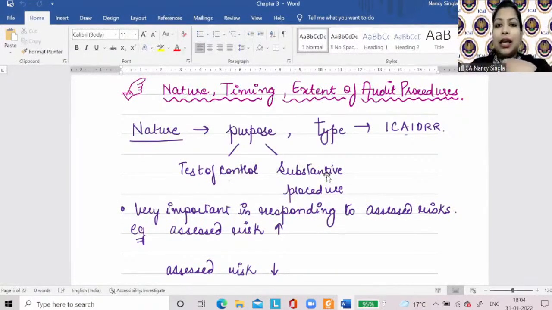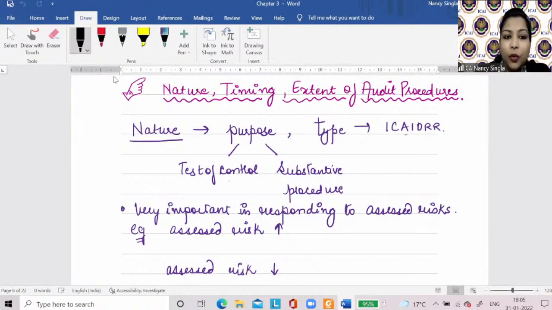When I say something is the nature of an audit procedure, if you have to determine the nature of an audit procedure, you have to determine what is the purpose behind performing it, whether the auditor wants to check the internal controls or whether he wants to check what? The financial statements. So I can say, what is the purpose of performing an audit procedure? And more specifically, what type of audit procedure the auditor is going to perform.